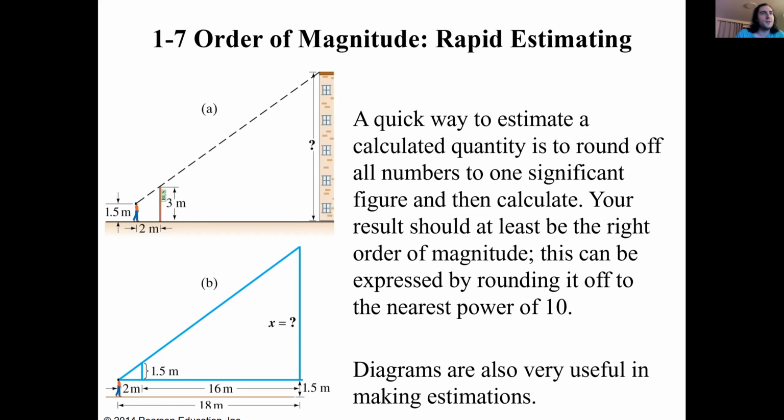And so they have a little spiel here about this. A quick way to estimate a calculated quantity is to round off all numbers to one significant figure and then calculate. Your result should at least be the right order of magnitude. This can be expressed by rounding it off to the nearest power of 10. Right? So that's the idea.